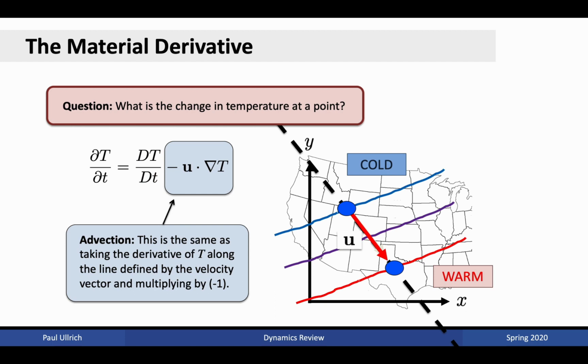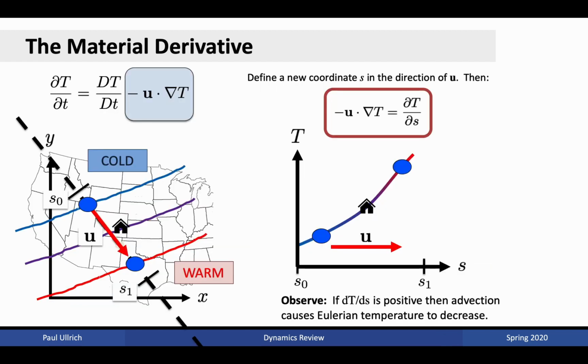A question one might have then is, why is this advective term negative in this expression? So this is the same as taking the derivative of temperature along this line of traversal of the fluid parcel and multiplying by -1. So why the -1? Well, let's depict this as a one-dimensional plot. We're going to define a new coordinate starting from just before the initiation of the fluid parcel's movement and ending simply just after the conclusion of that fluid parcel's movement.